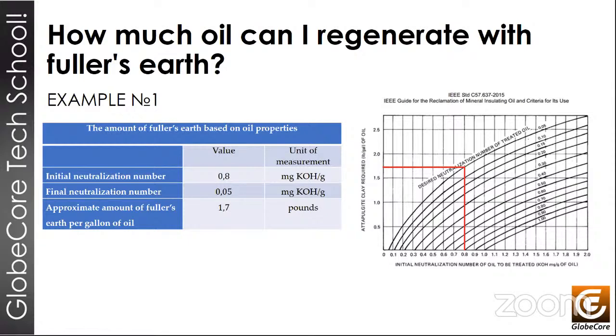Now, let's look at the regenerative capacity of one of our regular plants. One of the best-selling units, specifically our 2-column model, where each column contains 130 kilograms of Fuller's Earth.